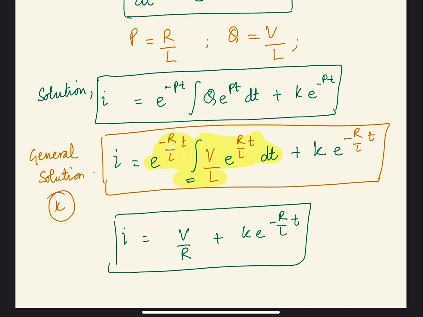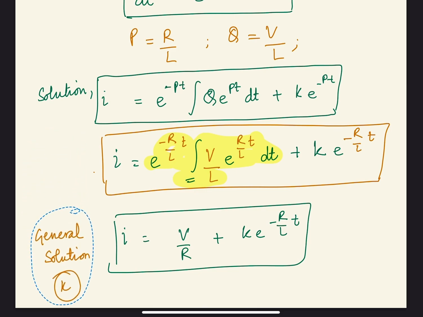Now, how did this V by L get converted into V by R? You have to see when you are multiplying. I'll make a note here: the integral of e to the power x dx is e to the power x only, but when there's some other factor here also, then you have to go for the internal differentiation. So you have to keep this in mind. I should correct myself here. The general solution is this expression. This is the general solution.